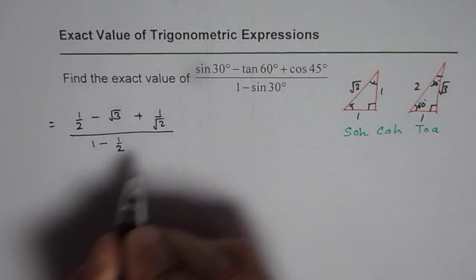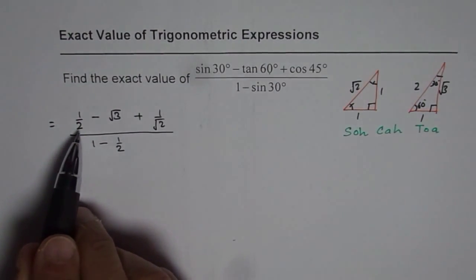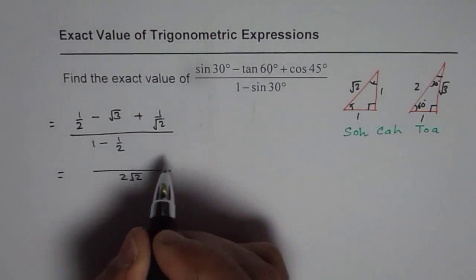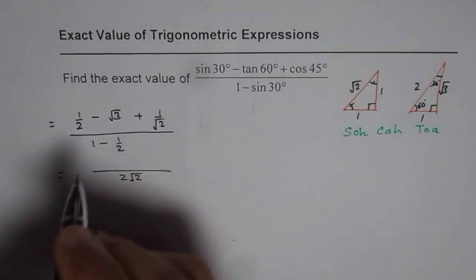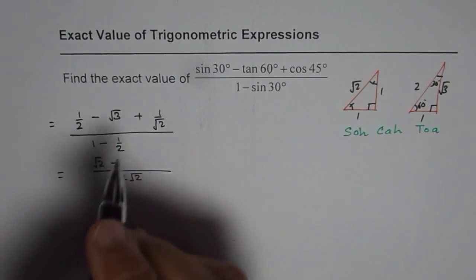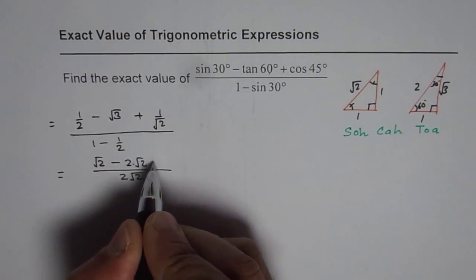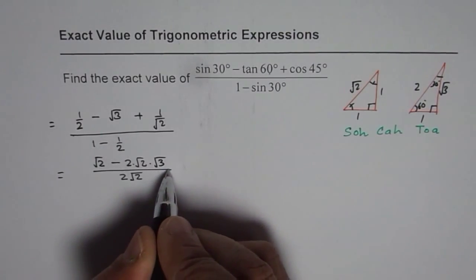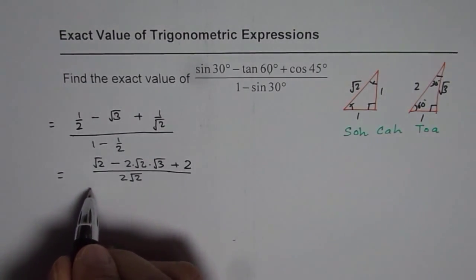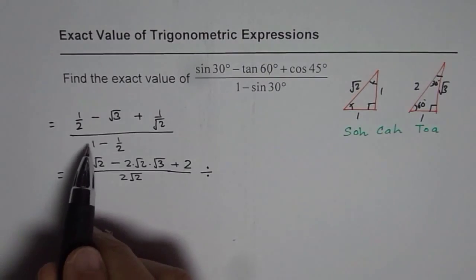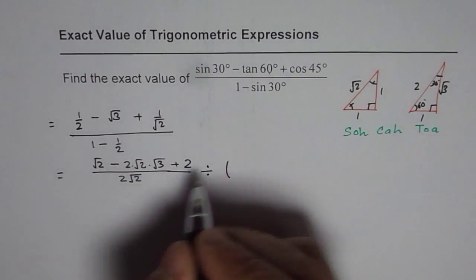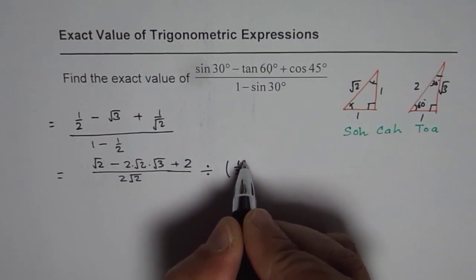Now we can simplify this. In the numerator, the common denominator is 2 square root 2. So let me write 2 square root 2 as a common denominator for the numerator. So this gets multiplied by square root 2. So we get square root 2 minus, this gets multiplied by 2 times square root 2, so 2 times square root 2 times square root 3. And here we get plus 2 times 1, right? And everything is divided by 1 minus half. 1 minus half is half. So divided by half, is it okay?